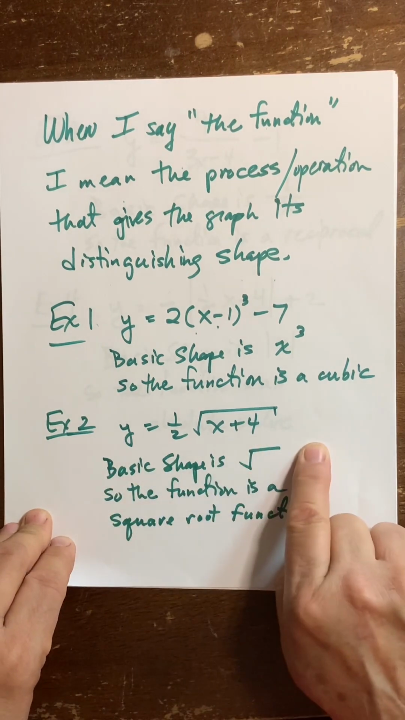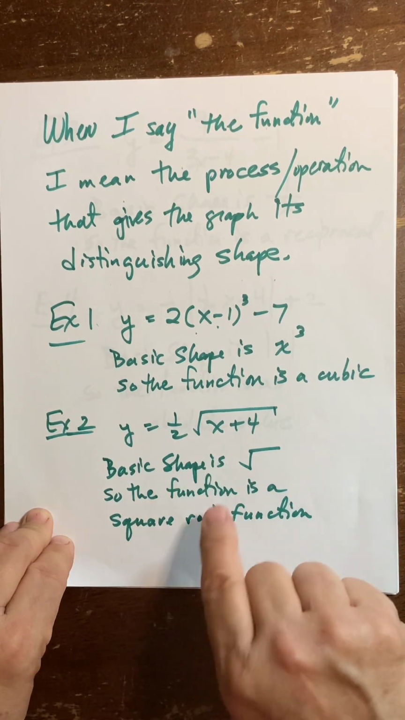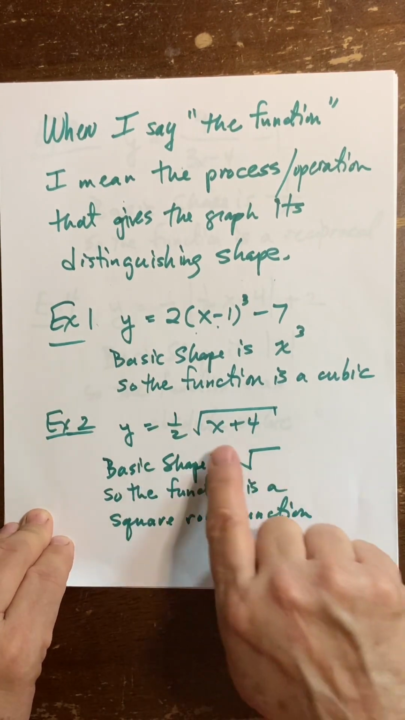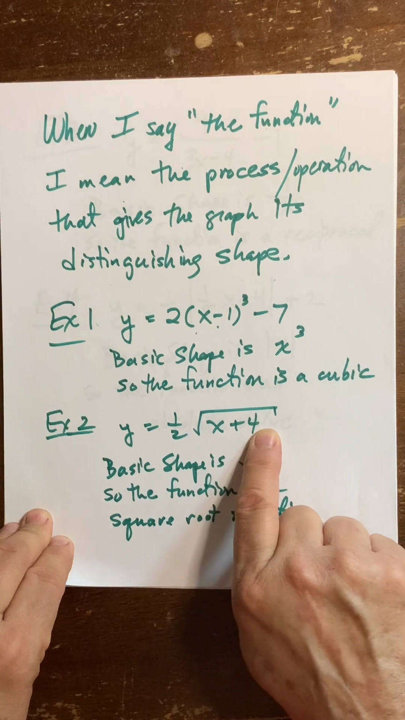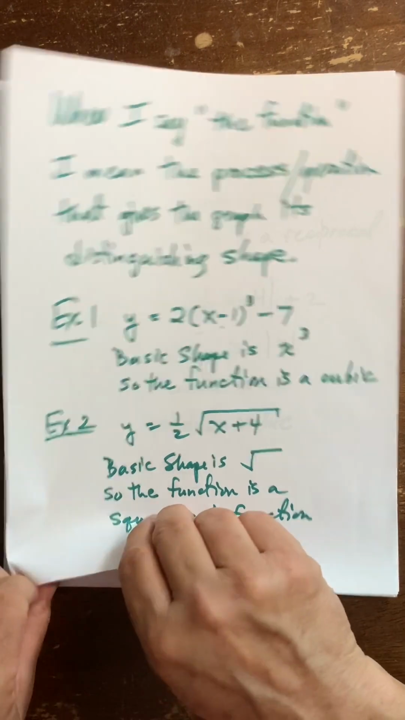So for example 2, what is the function? Well, the function is the square root. And what comes before it? The 4. What comes after it? The half. So the 4 causes a horizontal effect because it's inside the function, or before the function. The half causes vertical effects because it's after the function, or outside the function.